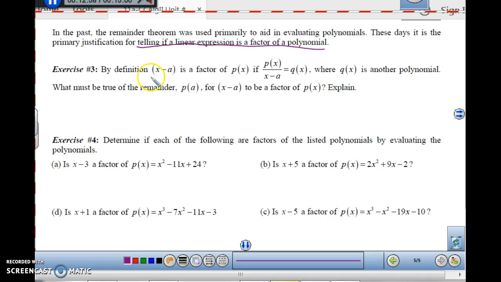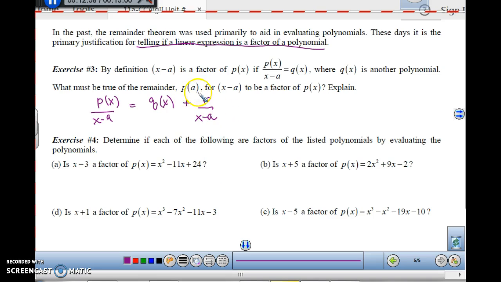Okay, so by definition, x minus a is a factor of p of x if p of x divided by x minus a is equal to q of x, where q of x is another polynomial. What must be true of the remainder p of a for x minus a to be a factor of p of x? Now, if this is a factor of p of x, then p of x divided by x minus a is equal to q of x. Now, in general form, this would be the remainder over x minus a.